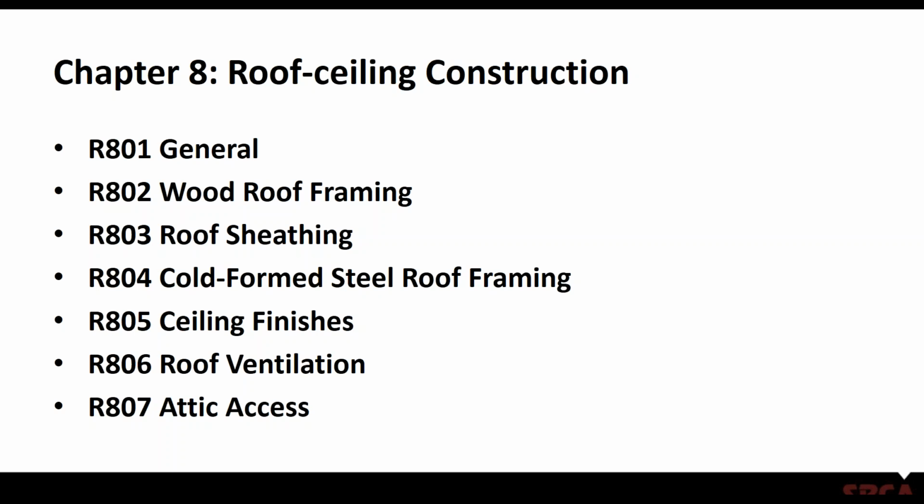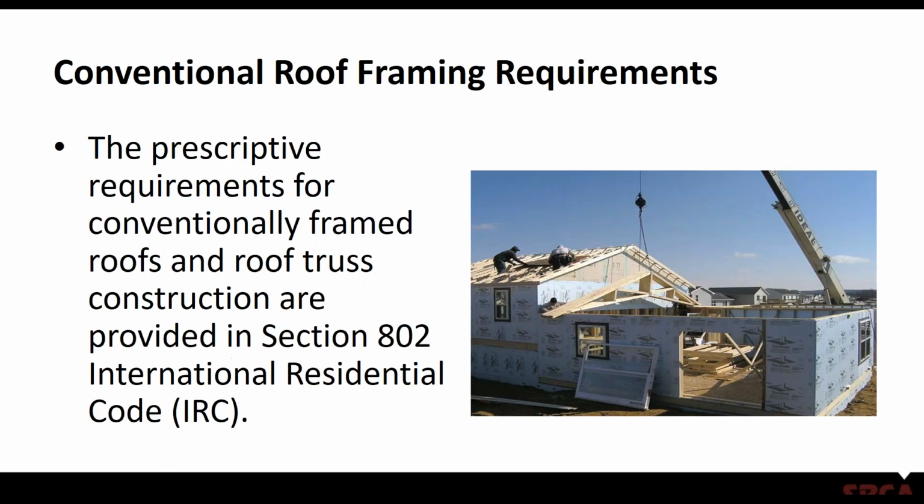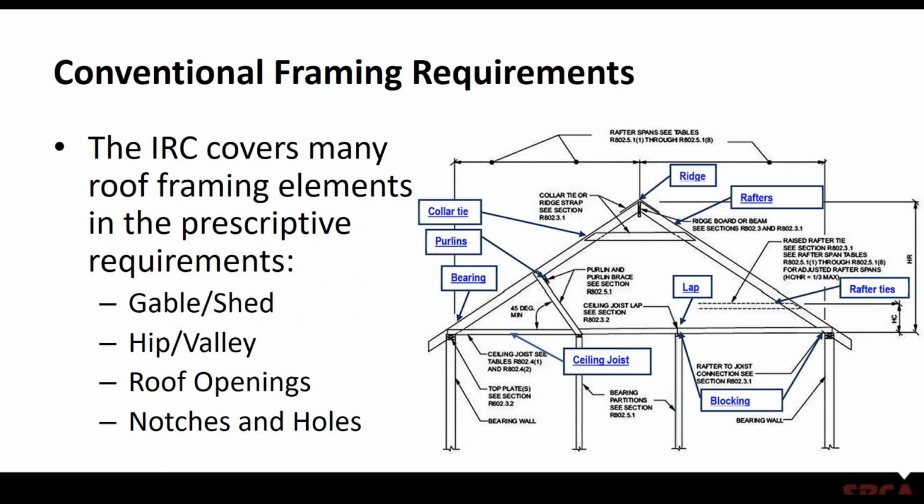But in Chapter 8 of the IRC, that's roof ceiling construction. And basically the prescriptive requirements for conventionally framed roofs, which can include roof trusses, are provided in Section 8.2 of the International Residential Code.